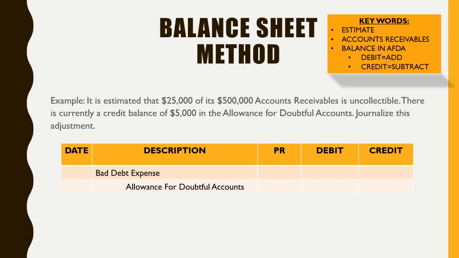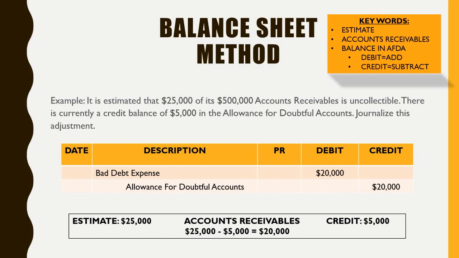How many more do I need to go to the right to get to 25,000? And that's the idea here. You're going to take the estimated amount and subtract 5,000, because you already are on the right side by 5,000. How many more do you need to get to 25,000? So you subtract those two numbers and you're going to get 20,000. Okay? Any questions? No questions? No. Okay.